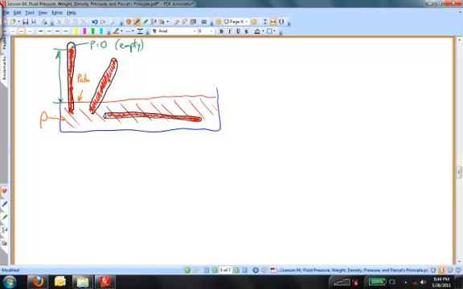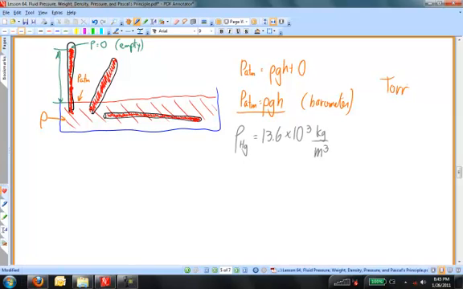This was done for the first time by Torricelli, after whom is named a unit of pressure that we call the torr, T-O-R-R. He used mercury, which has a density of about 13.6 times 10 to the third kilograms per cubic meter. Torricelli found that the height was about 76 centimeters, 0.76 meters. So now if I put these things in and I take 10 for the acceleration due to gravity, I can find what atmospheric pressure is.